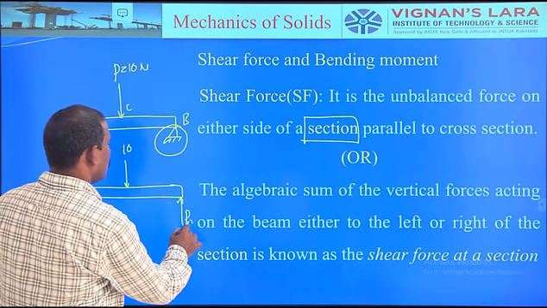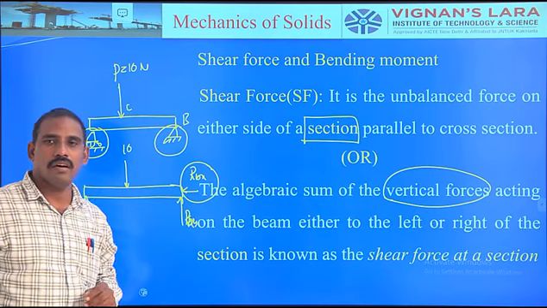As we know, shear force means it is the unbalanced force on either side of a section parallel to the cross section, or vertical force. The algebraic summation of vertical forces acting on the beam, either to the left of the section or right of the section. Here, what is the section? While calculating the shear force, we must consider vertical forces only. It means we need not bother about the RBX. How many vertical forces are there? One is RA, second one is 10, third one is RBY.